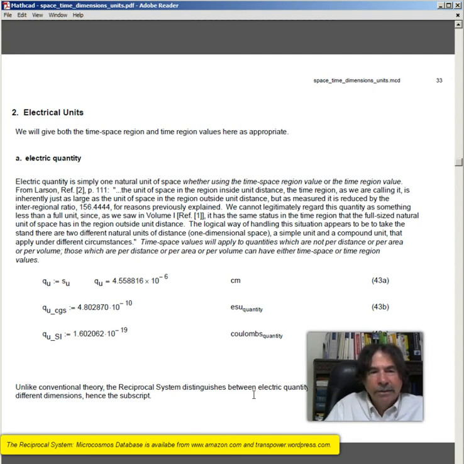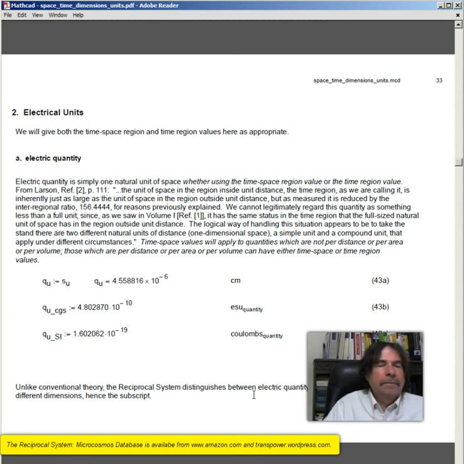there are two different natural units of distance when dimension of space, a simple unit and a compound unit that apply to different circumstances. So, time-space values will apply to quantities which are not per distance or per area or per volume. Those which are per distance or per area or per volume can have either time-space or time region values. So that's key to understanding electric units here.